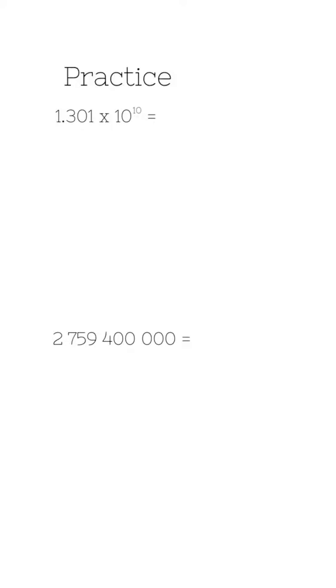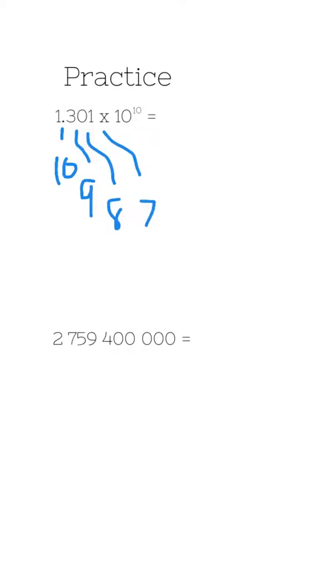All right, so some practice. When you have a number that is already in scientific notation and you want to change it to expanded form, you focus on the places of the powers. So the 1 is in the 10 to the power of 10. The 3 is in the 10 to the power of 9. The 0 is in 10 to the power of 8. And the 1 is in 10 to the power of 7.